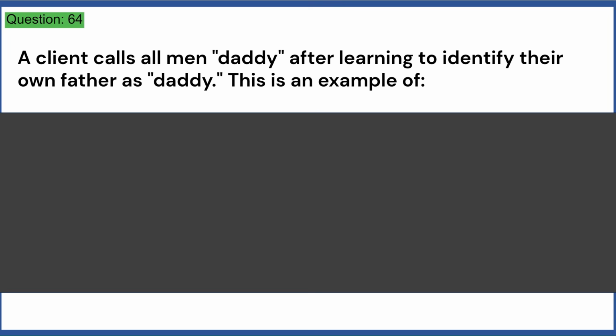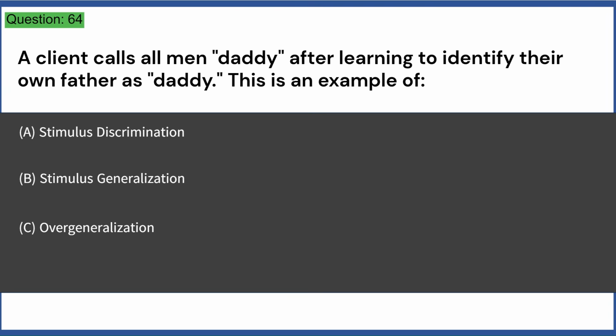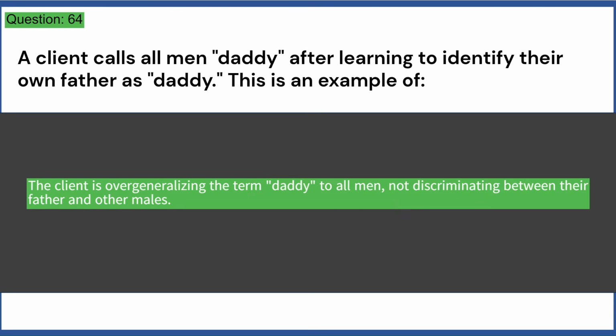A client calls all men daddy after learning to identify their own father as daddy. This is an example of A. Stimulus discrimination, B. Stimulus generalization, C. Overgeneralization, D. Response generalization. Answer C. The client is overgeneralizing the term daddy to all men, not discriminating between their father and other males.